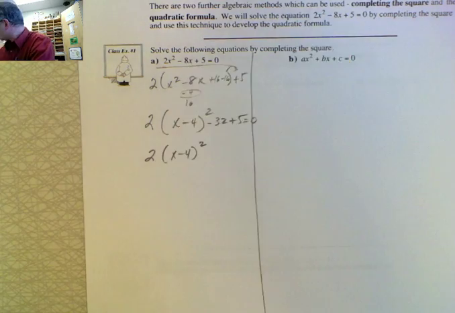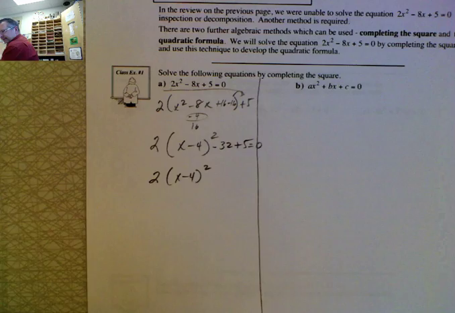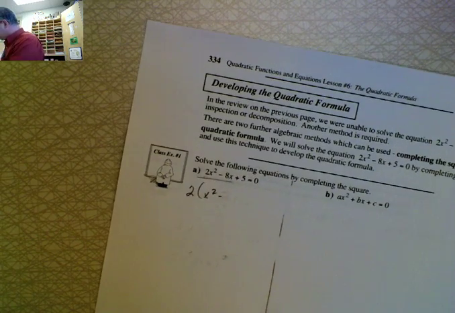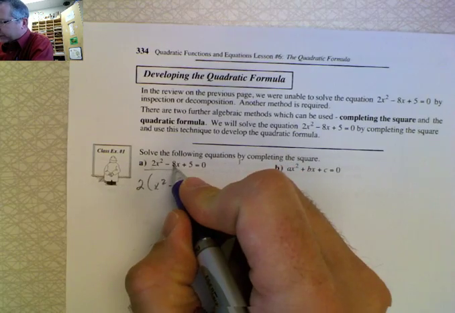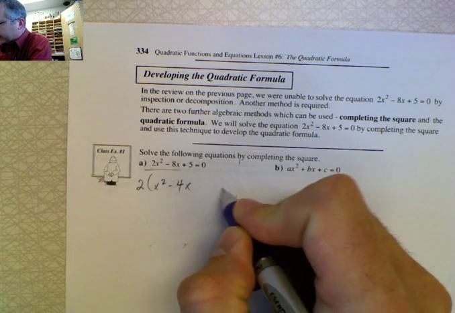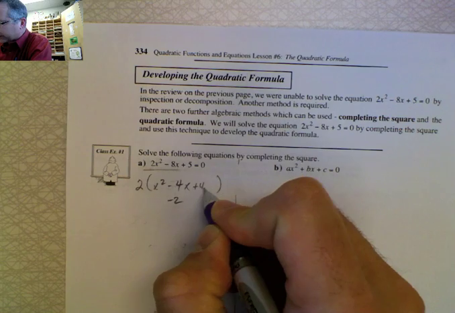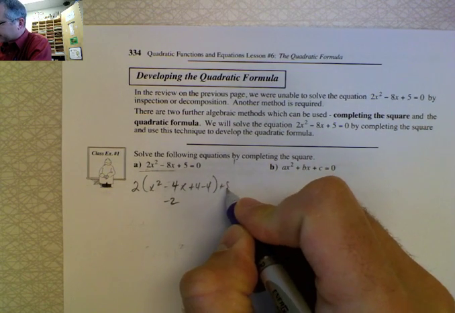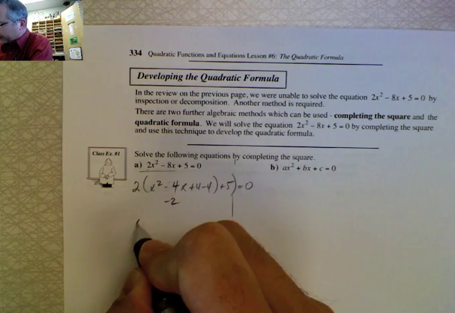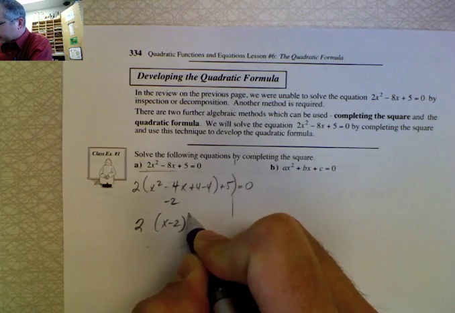Hold the phone. I really messed up here. I forgot to divide my value by 2 way up here at the beginning. We need to go back and fix this up. Sorry guys, I made a mistake. Up here, if we take negative 8 and divide it by 2, we get negative 4. Half of negative 4 is negative 2, and negative 2 squared is plus and minus 4. So we get 2 times x minus 2 squared.